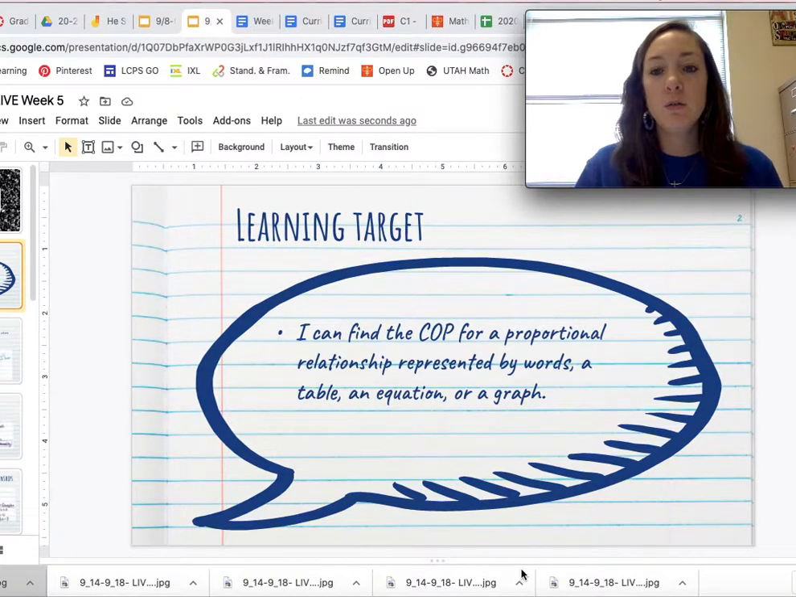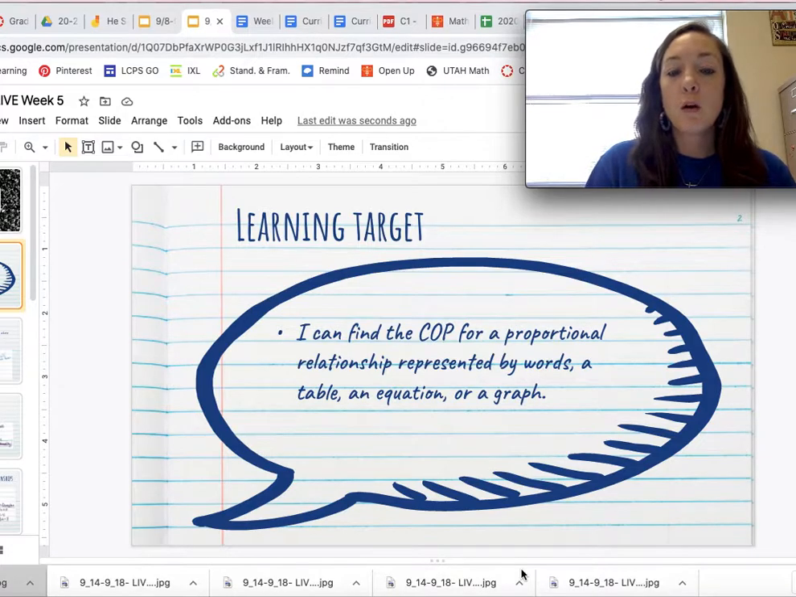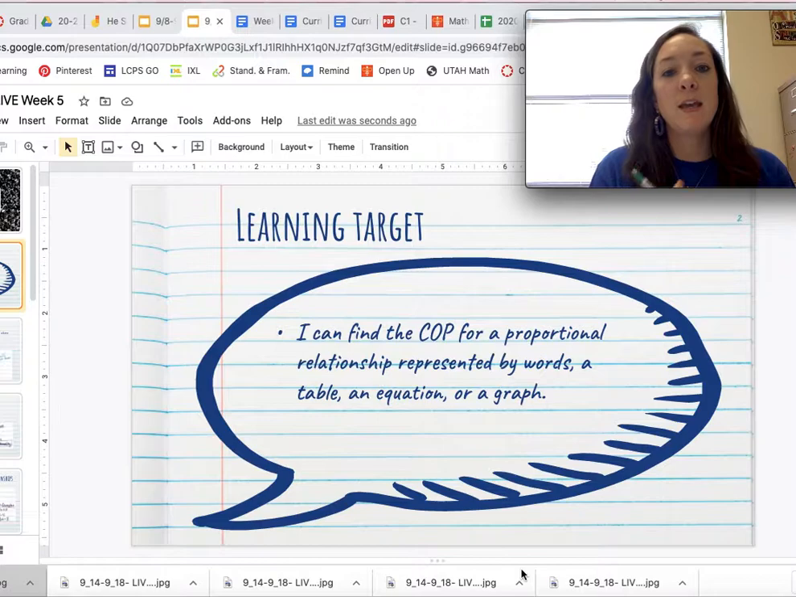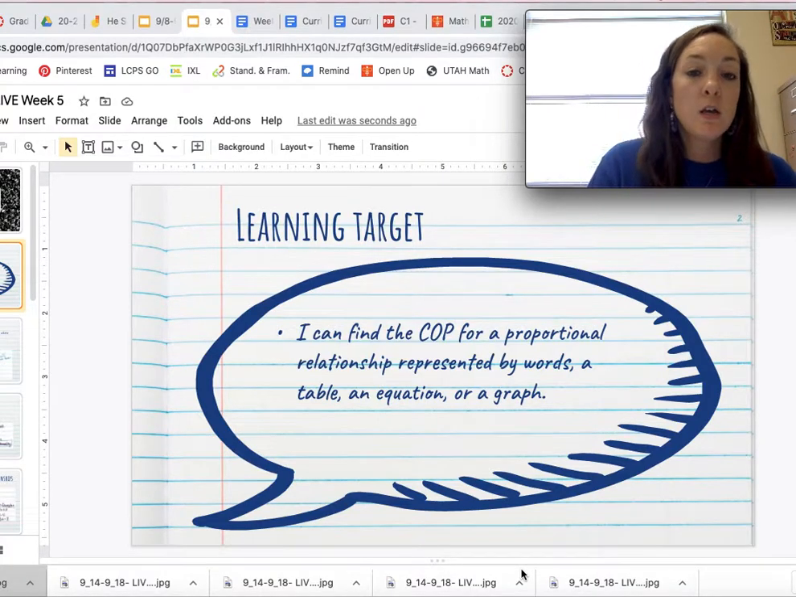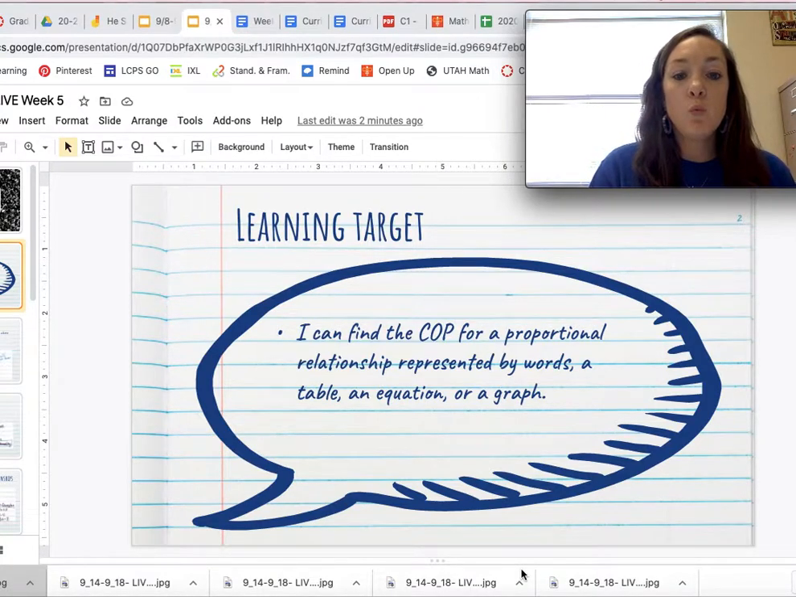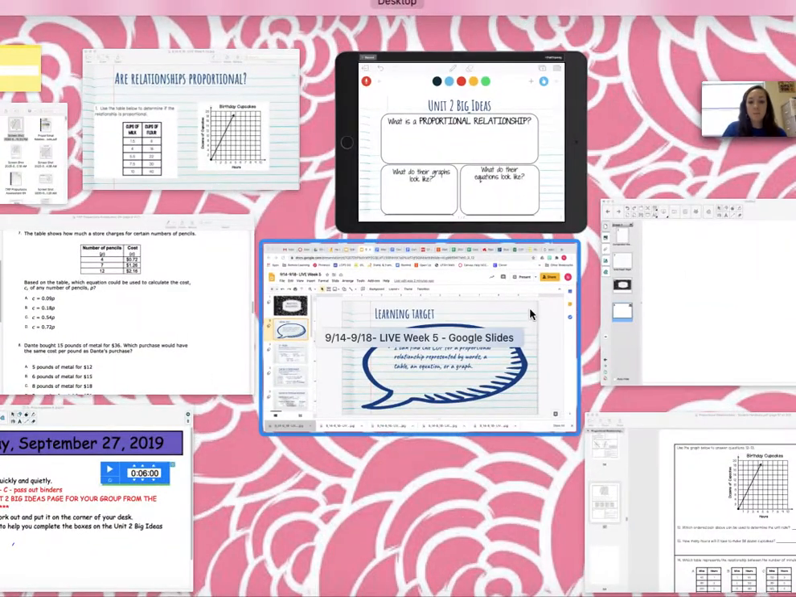Today what we're going to do is review for our quiz that we're going to have tomorrow on proportional relationships and constant of proportionality. So what we want to do is make sure that we know if a table, equation, graph, or words represents a proportional relationship, and we want to know how to find the constant of proportionality within those. So let's review this a little bit.